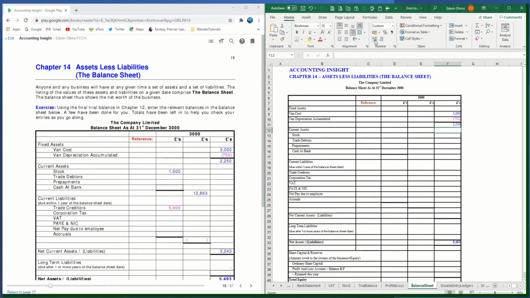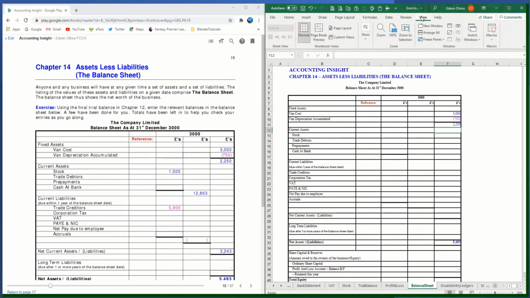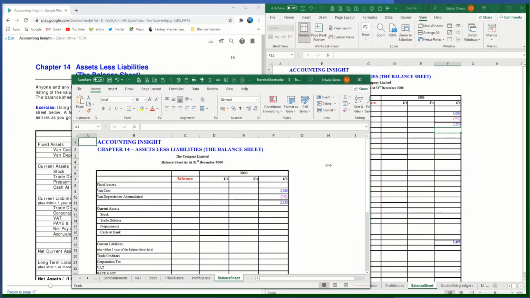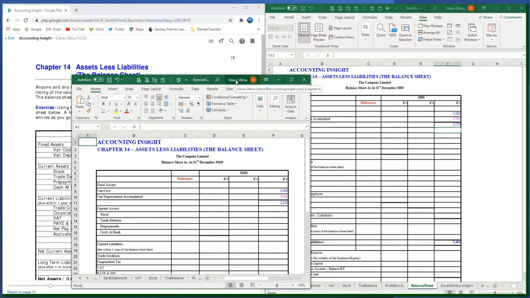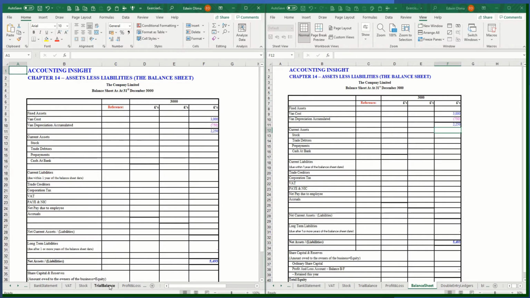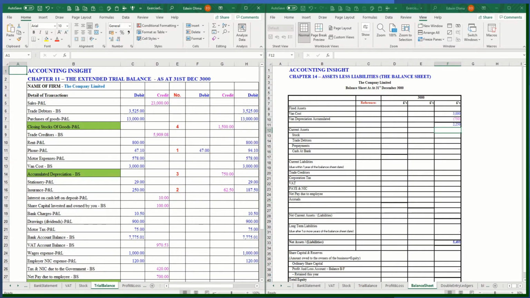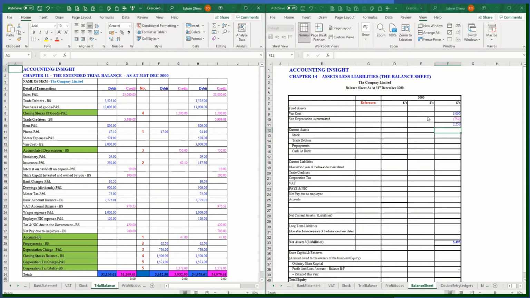So what I'll do, I'll actually open a second window so that we can see the trial balance as we fill out the figures. So let's do that. Just bear with me a minute. There we go. And then I'm going to have the trial balance there. Just reduce the size so we can see it. Okay. So we've done the fixed asset, that's the van cost less the depreciation, so the value is there, 2,250. And we're going to go to the current assets.